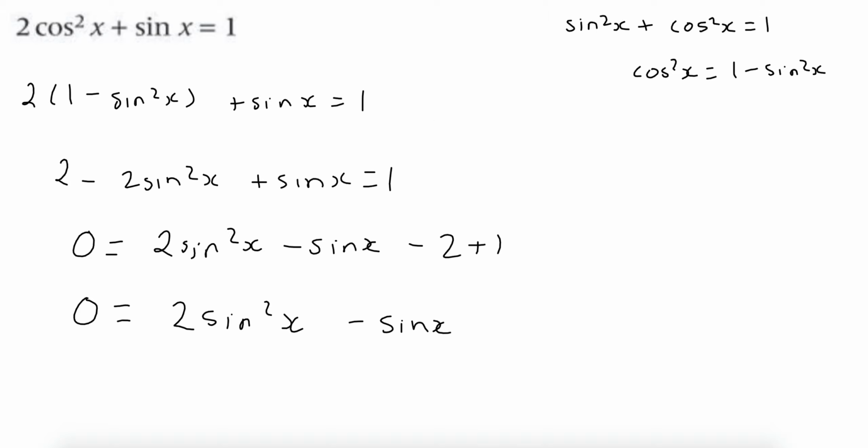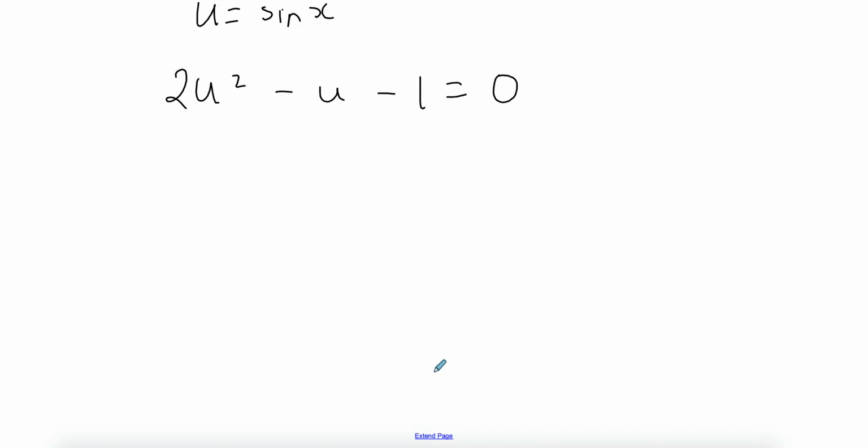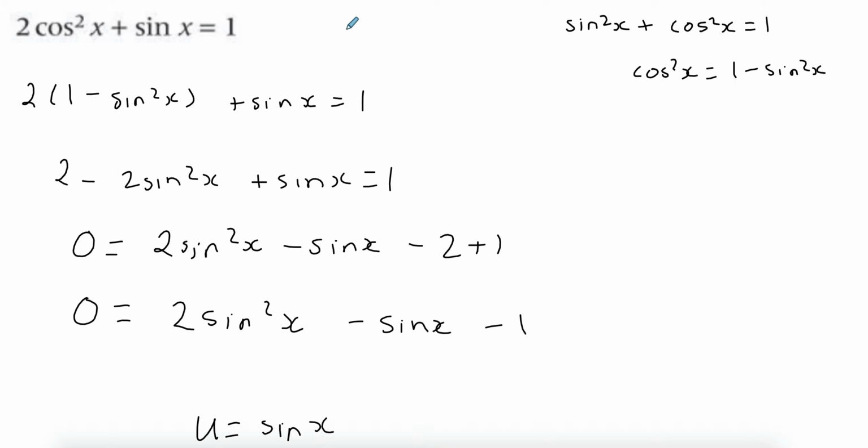Plus 1 minus 1. So again, I'm in this situation where I have a quadratic. I can rewrite this where u is sine x, and so I have 2u squared minus u minus 1 equals 0. And again, you can solve this in any method. And again, I forgot to put the domain. This is 0 to 2 pi.